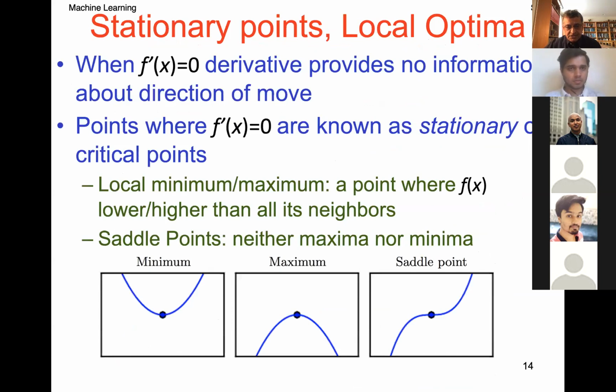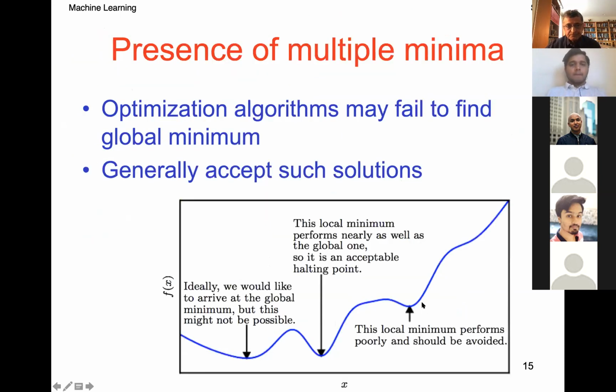Then there are all these other issues, what are called saddle points, maximum points, and so on. This is a minimum function, a maximum function, a saddle point function. And there can be multiple minima. I think one of you asked the question earlier today, why don't we use genetic algorithms, where this minima problem is not there?